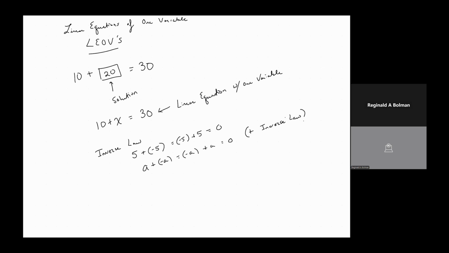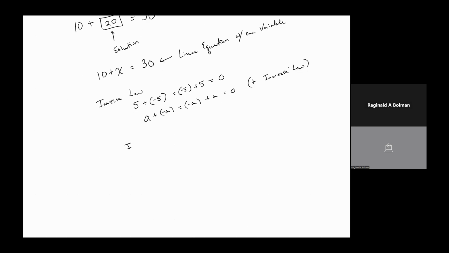Additionally, you'll recall that at the beginning of the semester, we have what is known as the identity law. And the identity law says that anytime you take a number, if you add it with your additive identity, and of course you can do this in any order, you'll get the original number back.